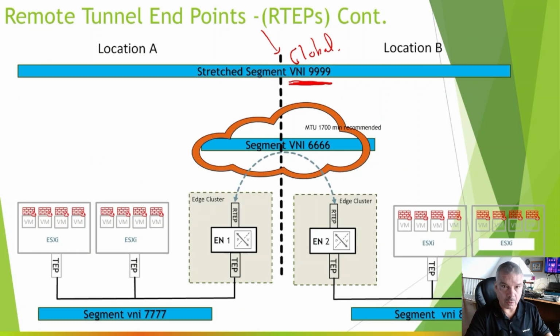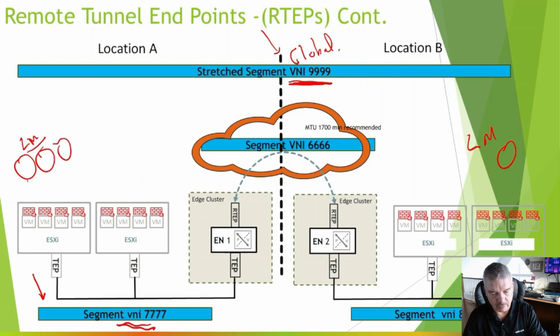So each local manager will say, all right, no problem. I'll create a segment here, and the local manager over here created this segment and gave it a VNI of 777 in this case, right? And same thing over here on the right at location B, it created a segment and called it VNI, whatever, you get the idea, VNI 8888. Beautiful.